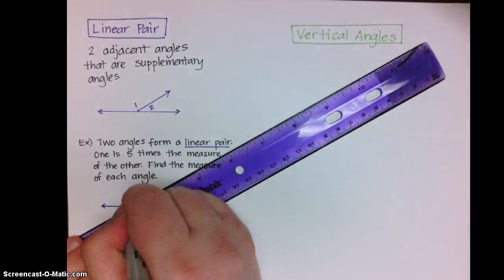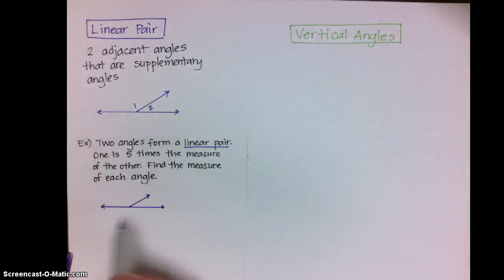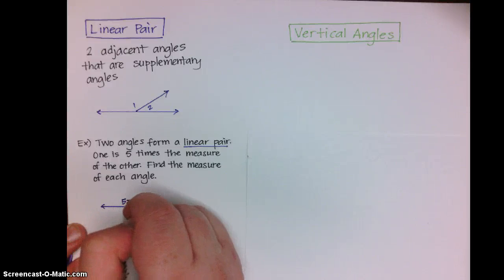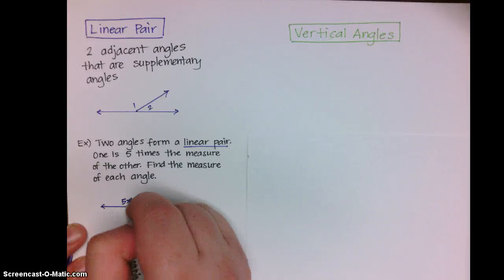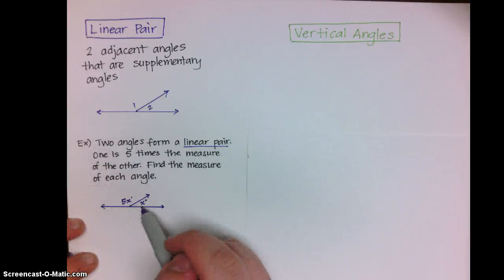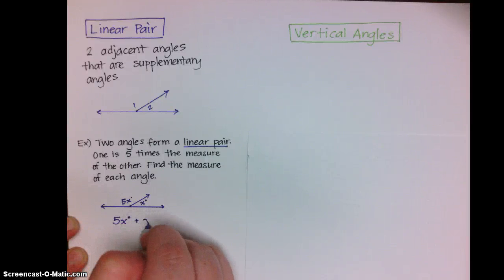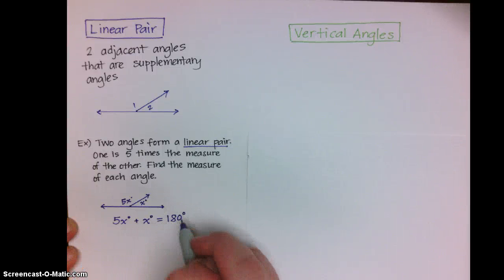I don't know the measure of these angles yet, but I know that they are a linear pair. They're lined up on a line. And one of them is 5 times the measure of the other. So the bigger one is going to be 5 times the measure of the other angle. So if I don't know either one, I'm going to label one as x and the other is 5 times that. So I know that 5x plus x, when I add them together, they should equal 180 degrees.